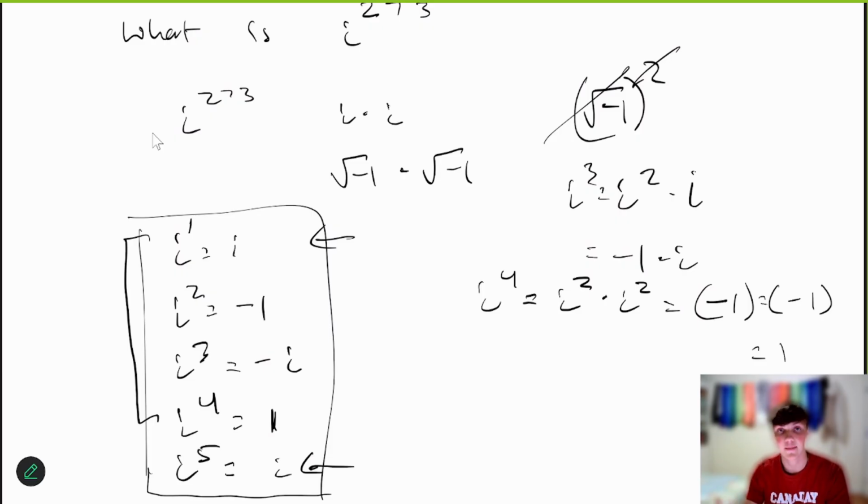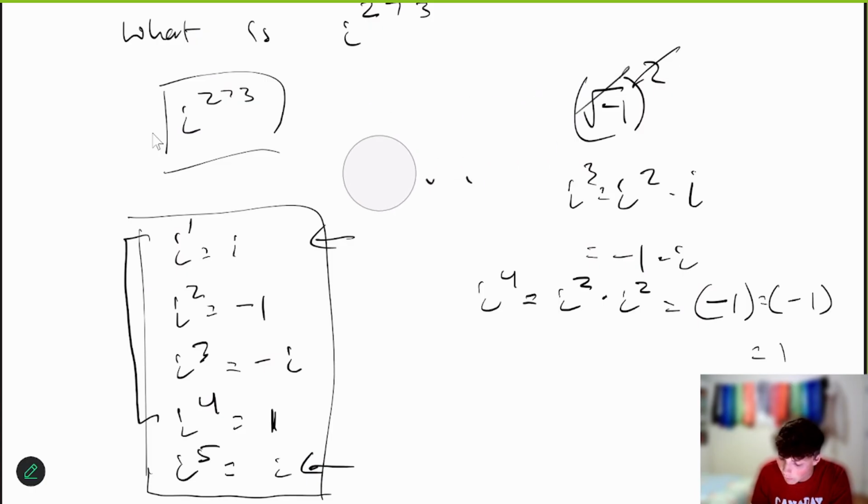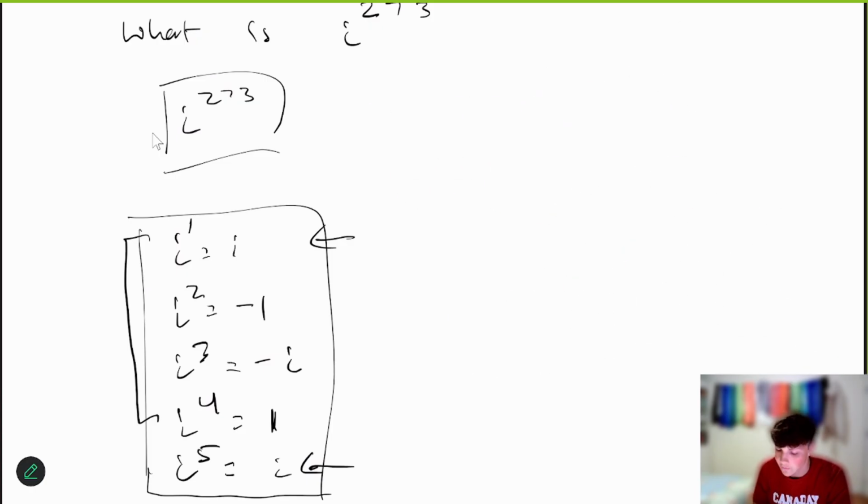If we're looking for i to the 273rd and we wanted to figure it out, here's what we do. All we have to do is figure out where 273 is in this pattern of 1, 2, 3, and 4 powers. Because if we can figure it out, if we say it's the second one, we can just match it to the 2 and get our answer of negative 1.